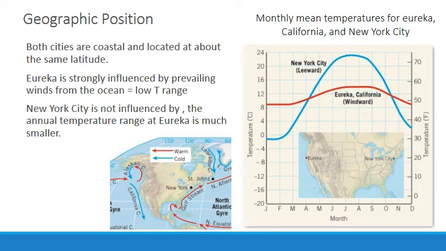So in this diagram, we can see Eureka, California, and New York City. And they illustrate that aspect of the geographic position. The annual temperature range in New York City is 35 degrees greater than Eureka's. So Eureka is right here in the bullseye for these warm prevailing Pacific winds. In New York, we'll see winds going offshore in that direction. And so it is subject more to the continental climate regime.